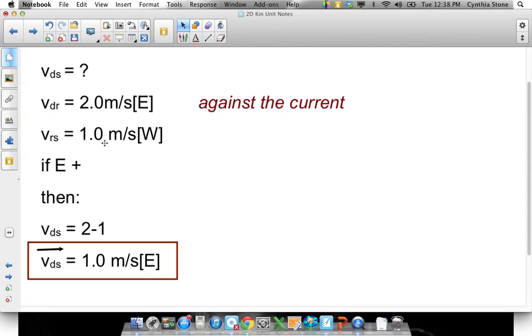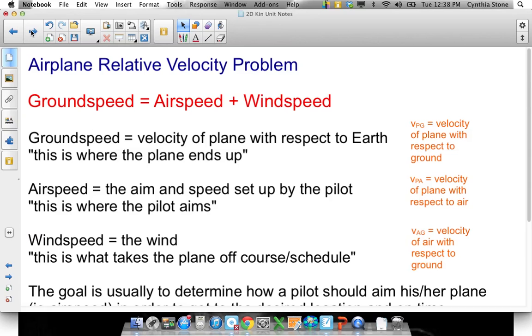However, there is a current of 1 meter per second west. So we'll define east as positive, and so when we do this vector addition, it's going to be positive 2 minus 1, or plus minus 1, however you want to look at it. So the resulting velocity is 1 meter per second east, just like we predicted.